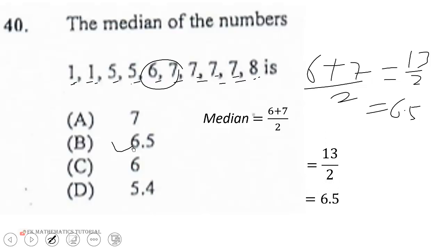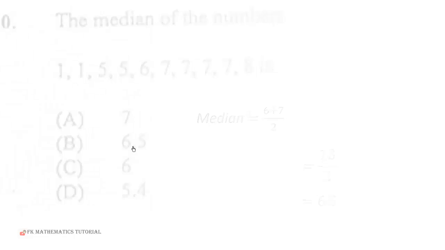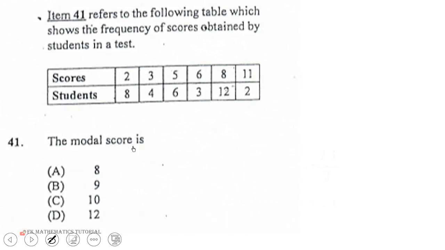Now let's look at item 41. Item 41 refers to the following table, which shows the frequency of scores obtained by students in a test. The modal score is the score with the highest frequency. The highest frequency is 12, so the score is 8. So the modal score is 8.